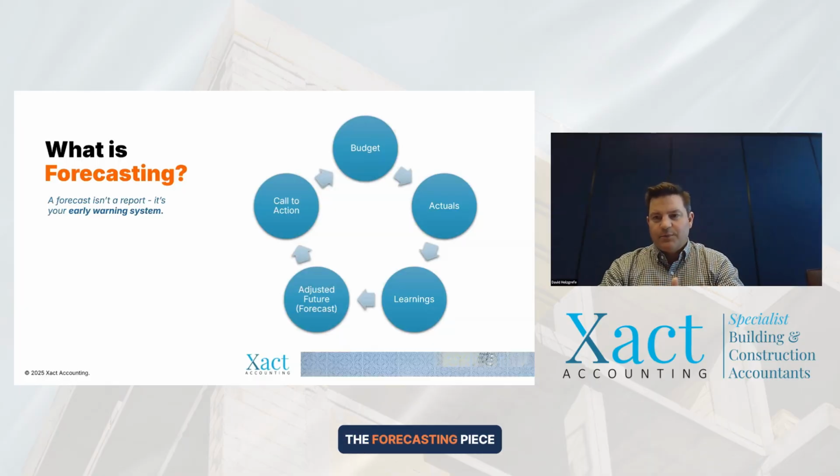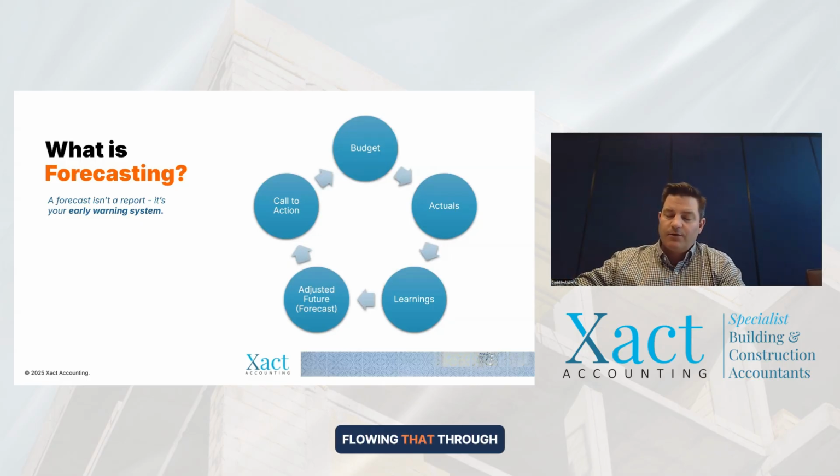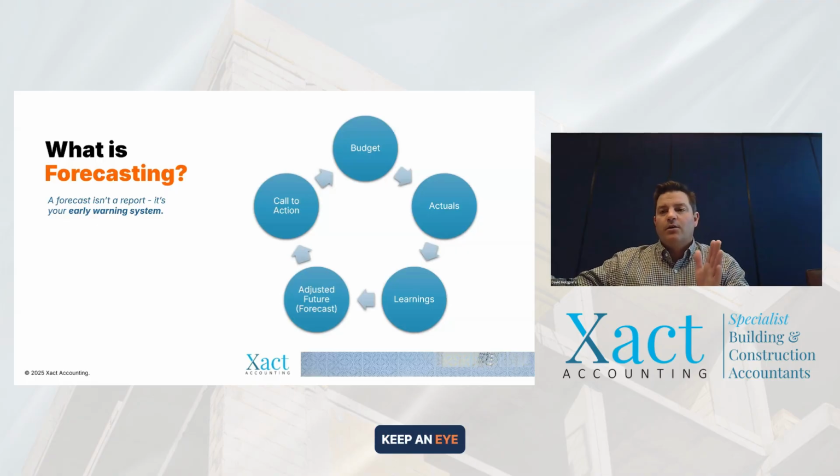So that's why the forecasting piece ultimately is, in my opinion, the most important thing, because we're getting real-time feedback on what's happening in the market, and we're making adjustments and changes, but then we're flowing that through between our actuals and our forecast, just to always keep an eye on where our year's landing and, hopefully, what our next 12 months looks like. Because we really want it to be a rolling forecast. We always want to be looking forward.